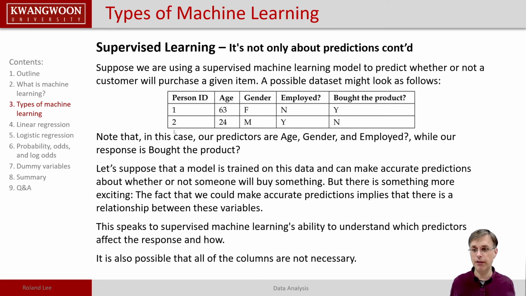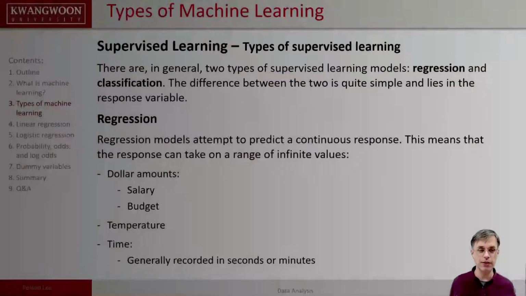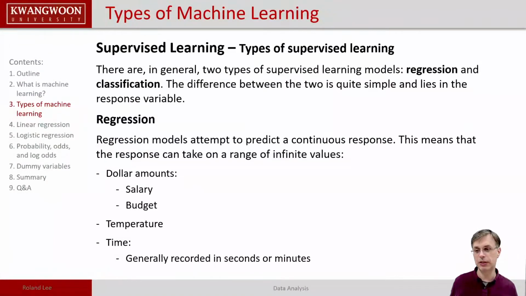So it is also possible that not all the columns are necessary. A possible output of the machine learning might suggest that only certain columns are necessary to make the prediction, and that other columns are only noise, so not related to our question.